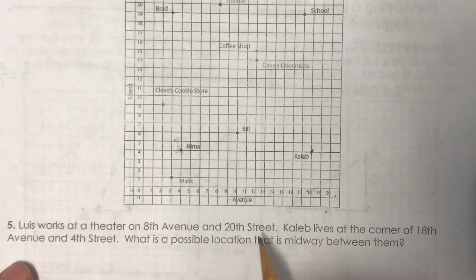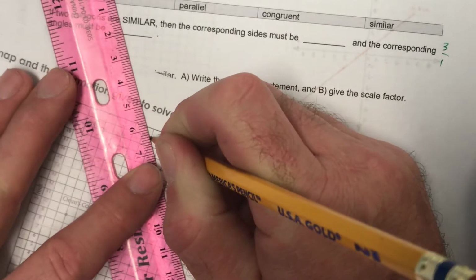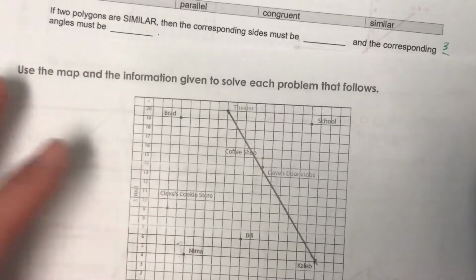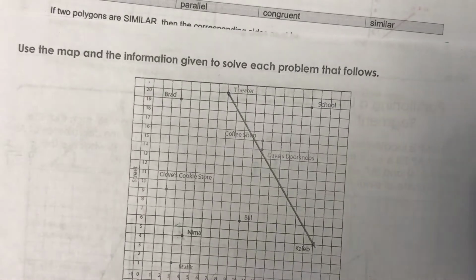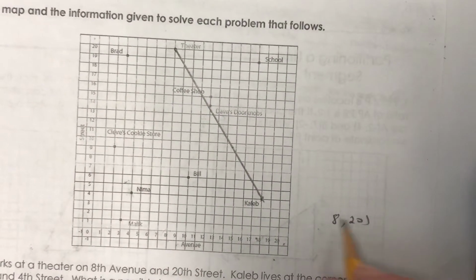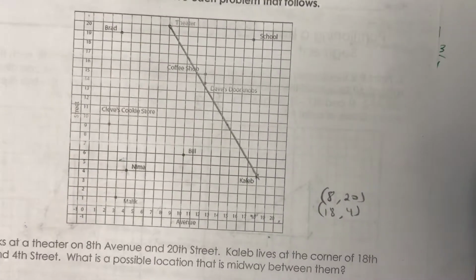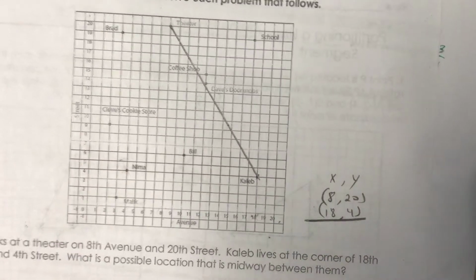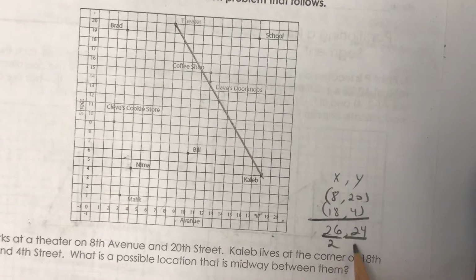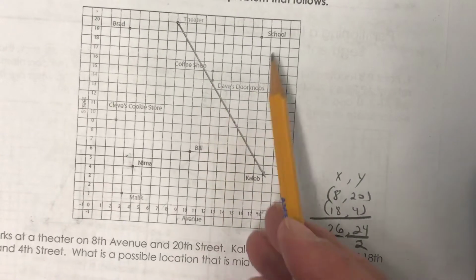So what is a possible location that's midway between them? A couple ways we can do this. One way, we'll connect that and use the midpoint formula. So this is 8, 20, and 18, 4. One thing you could do is add them both up and divide by 2. So that'll be 26, 24, and if we divide both by 2, that would be your point, halfway in there. That's probably the easiest way to do it.